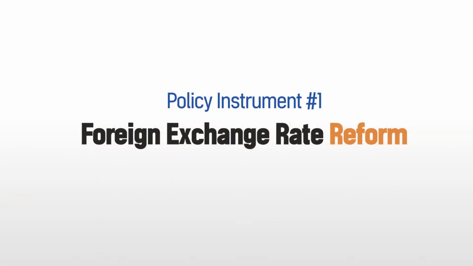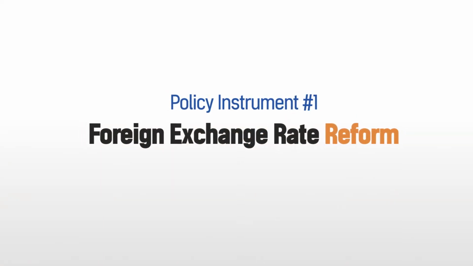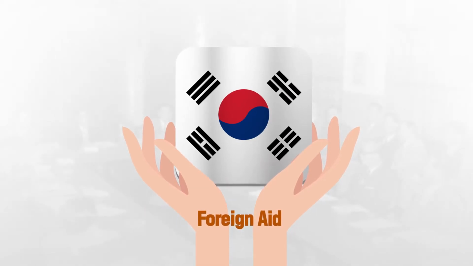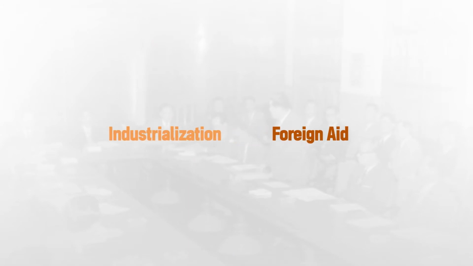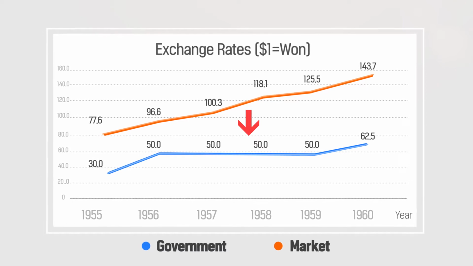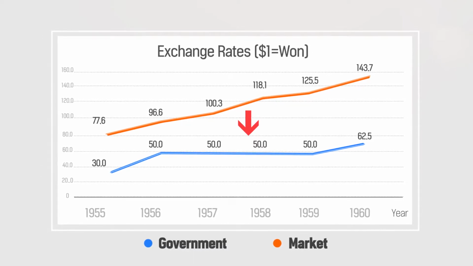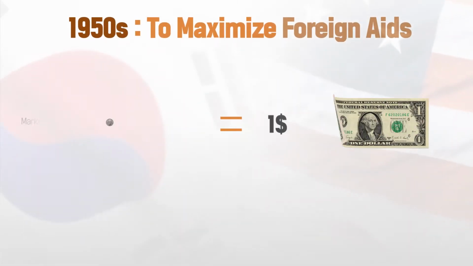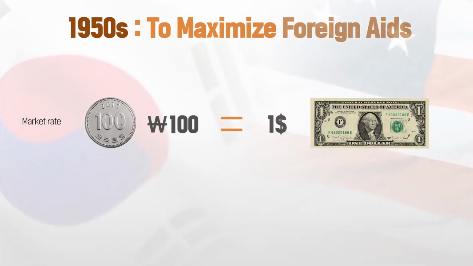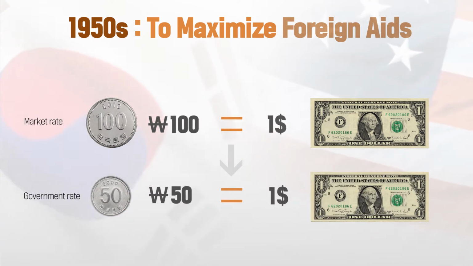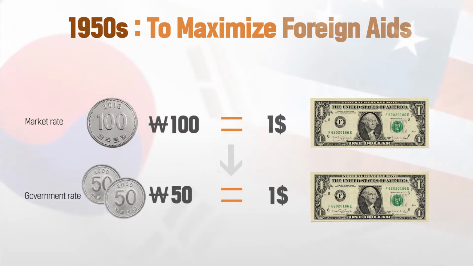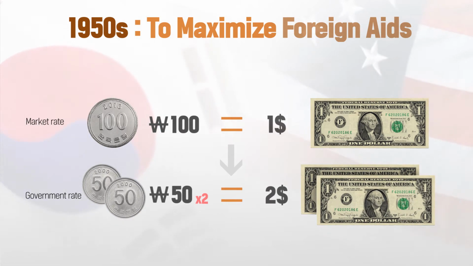The first key policy was the foreign exchange rate reform. In the 1950s, maximizing foreign aid was a greater concern than industrialization. To maximize foreign aid, the Korean government suppressed the exchange rate by overvaluing the Korean won. For example, if $1 equaled 100 Korean won in the market, the government lowered the exchange rate so that $1 equaled 50 won. In other words, 100 won was equal to $2 instead of $1.